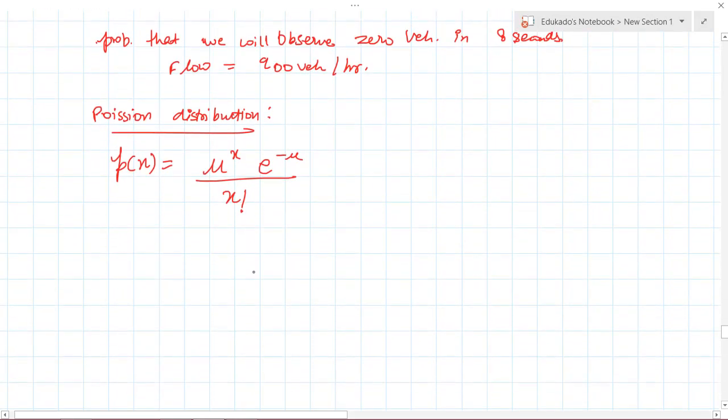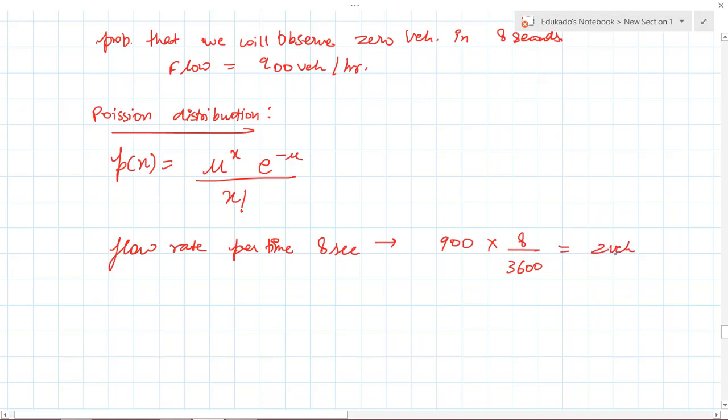Now to solve this question, first we need to find the flow rate per time t. Over here it's 8 seconds. So the flow rate is 900, and you multiply it by the 8 seconds, converted into hours, divided by 3600. This will come out to be 2 vehicles. So in 8 seconds, 2 vehicles are passing on average.